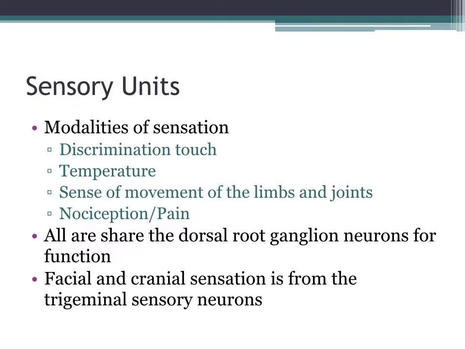One thing that's interesting to me is the facial and the cranial sensations that we have do not come from these nerves that are lower on the body, but they come from the trigeminal sensory neurons in the face. On the next slide, when we're looking at dermatomes, if you look at it, the face is white because it doesn't follow those dermatomes. It uses these trigeminal sensory neurons.